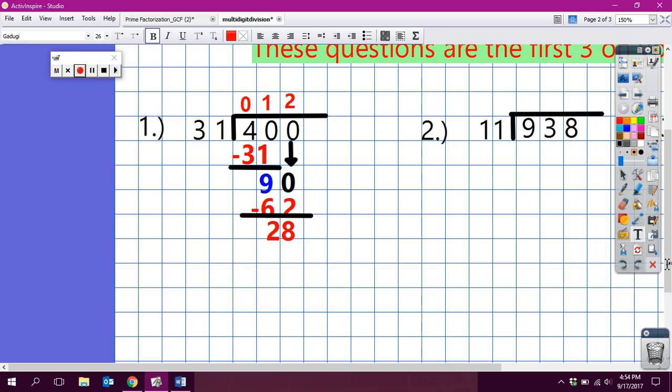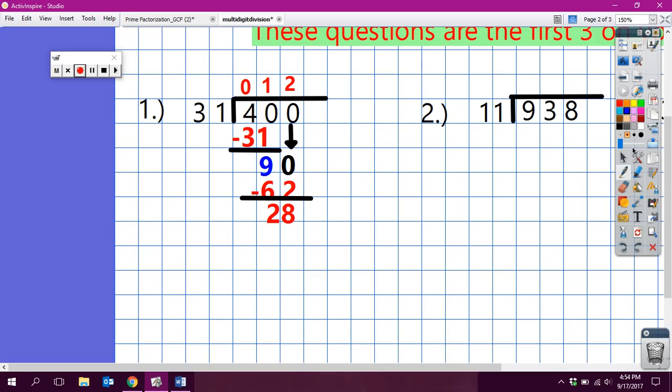So knowing that I have a remainder of 28, what this should tell me to do automatically is place a decimal in my quotient up here. I need a decimal right here because that's where it stopped. That's where I ran out of numbers in the dividend. There's a decimal here. There's a decimal here.